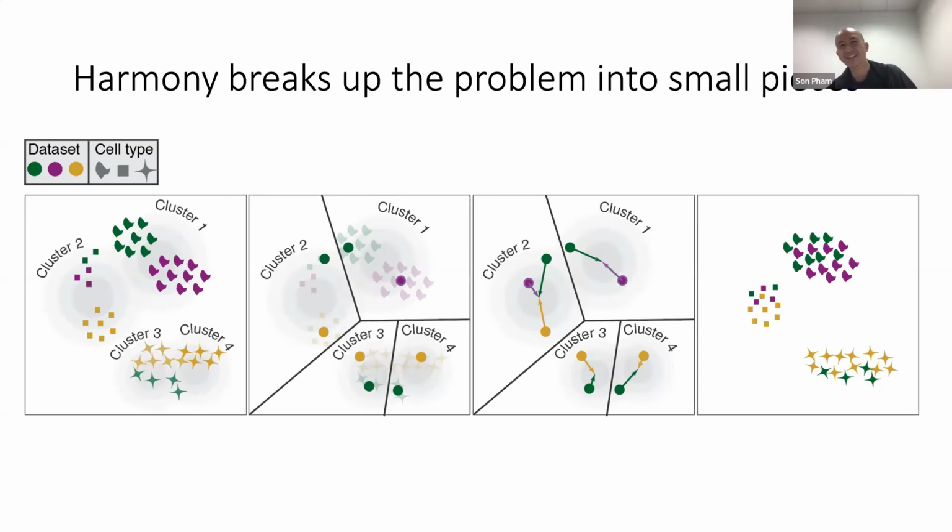Yes, that's right. The next question: if donor is used for Harmony, will that also address the dataset batch?